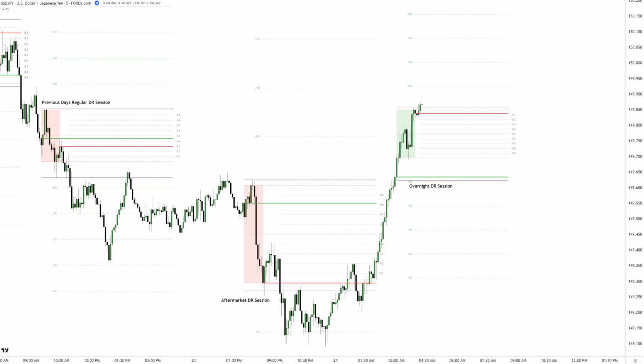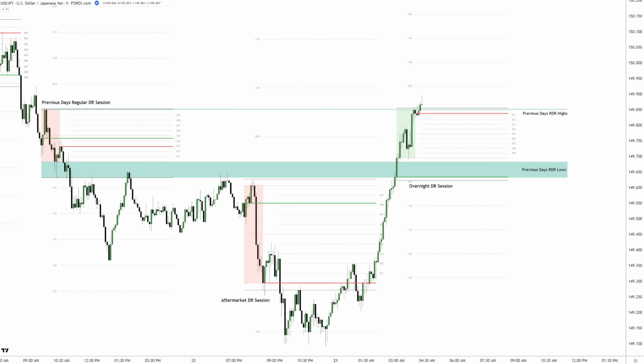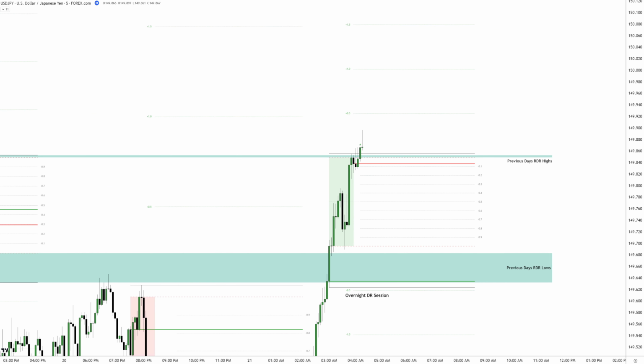What's important to notice here is that the previous day's regular DR session levels line up with the current defining range. These can be used as potential extra confluences for long trades. With that in mind, let's wait for a retracement and clear trade signals.